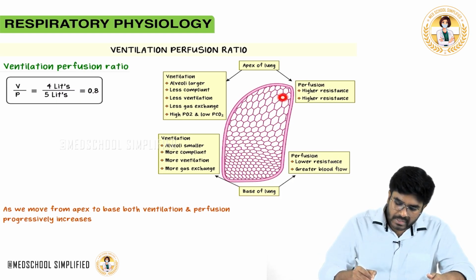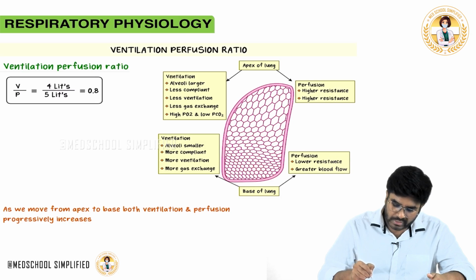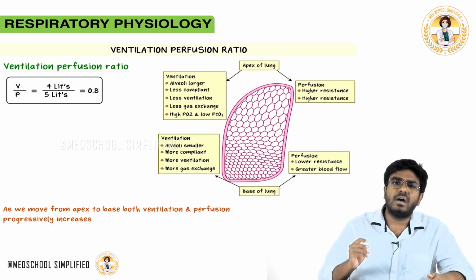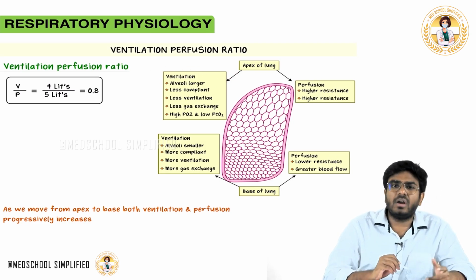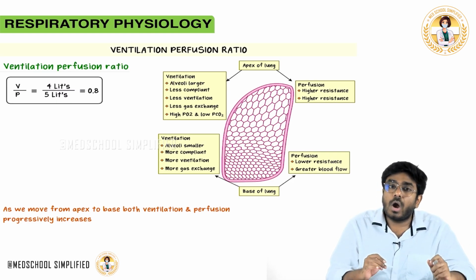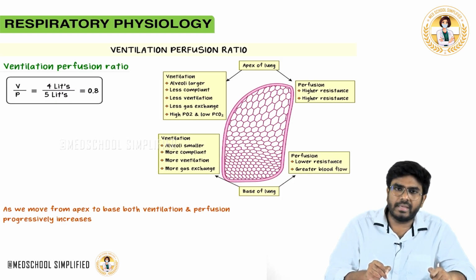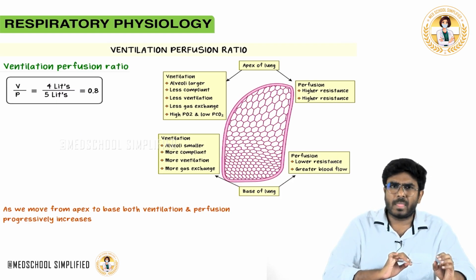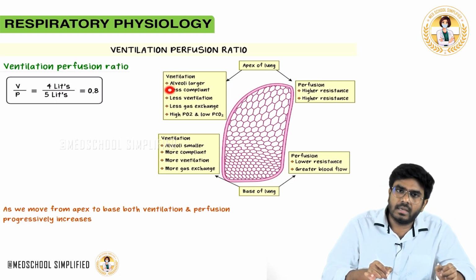In the apex of the lung, the alveoli are bigger in size. In the base of the lung, as you go down, the alveoli are smaller in size. Having said that, in the apex, what happens to ventilation? The alveoli are larger, big alveoli. You cannot stretch them further, they are already big. So ventilation is less because these alveoli are less compliant. As they are less compliant, air does not go in, or even if it goes, only a little air goes. So larger alveoli are seen, they are less compliant, and less ventilation is seen.